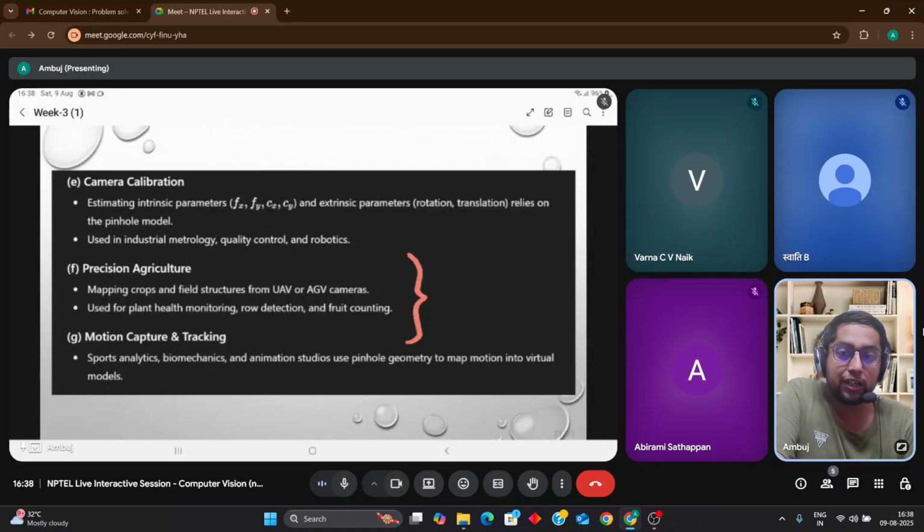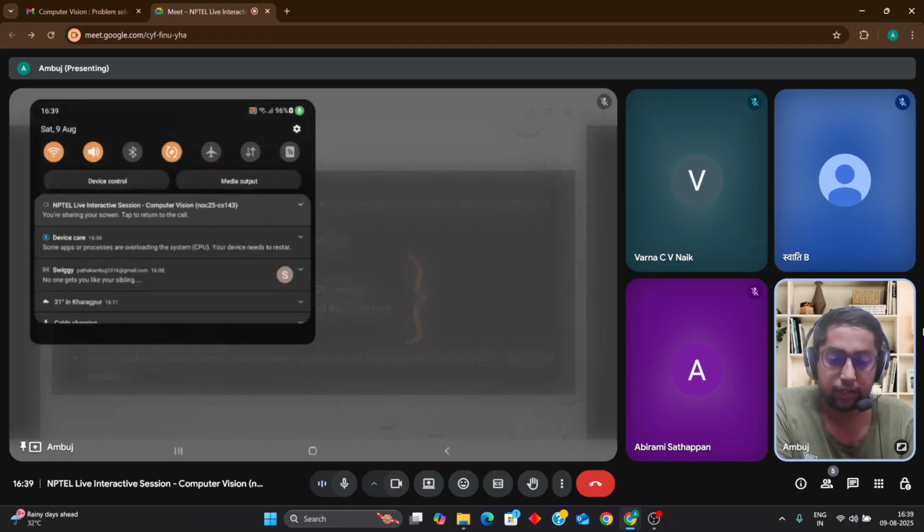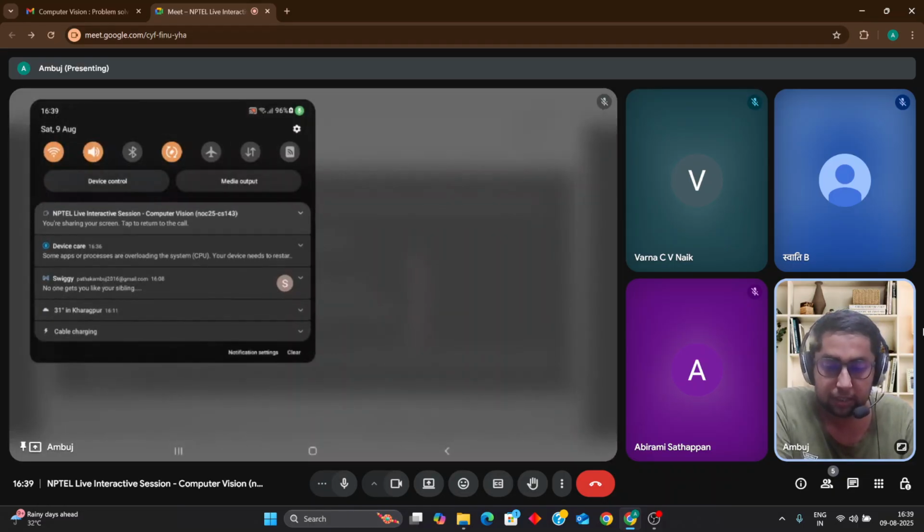For motion capture and tracking, for sports analytics, for biomechanics, for animation studios, you can use the pinhole geometry to map motion into the virtual models. That is the thing. These few are the examples, particularly theoretical examples. Already I have talked to you about these.